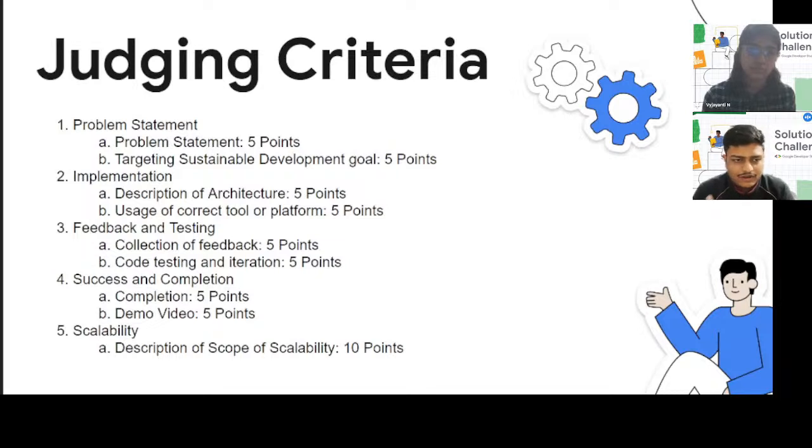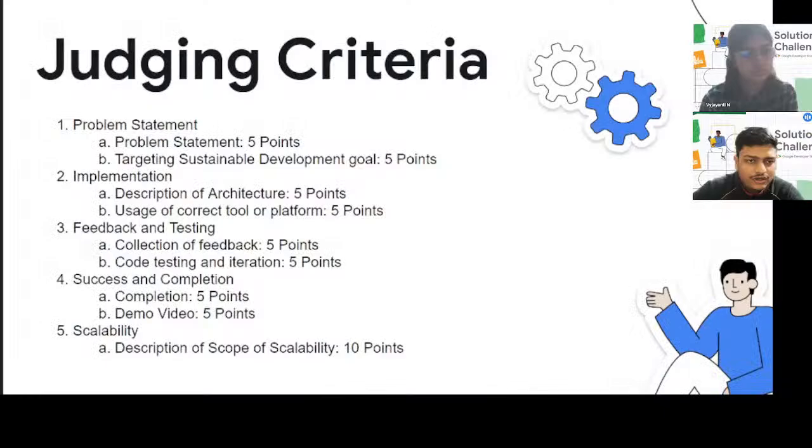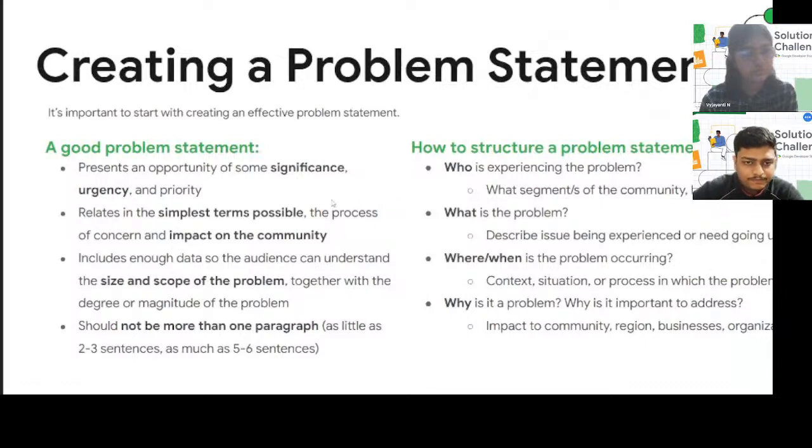So after feedback and testing, we have success and completion of our project. Completion of our project holds 5 points, and including a demo video holds 5 points. So the next point is scalability. Describing our scope and the potential scalability of our product will give us a hefty 10 points in judging criteria. So moving on once again to the problem statement part.